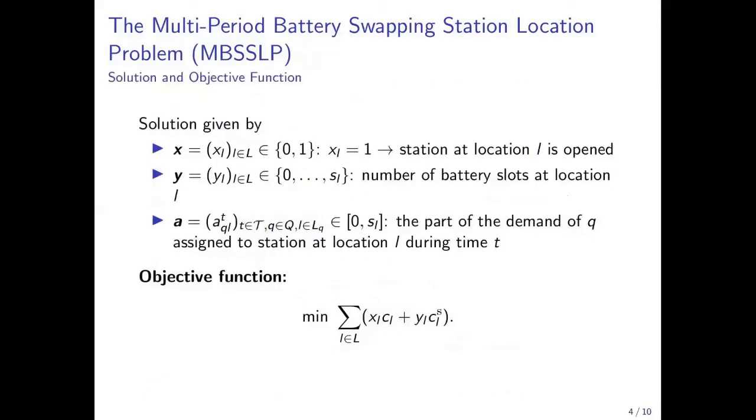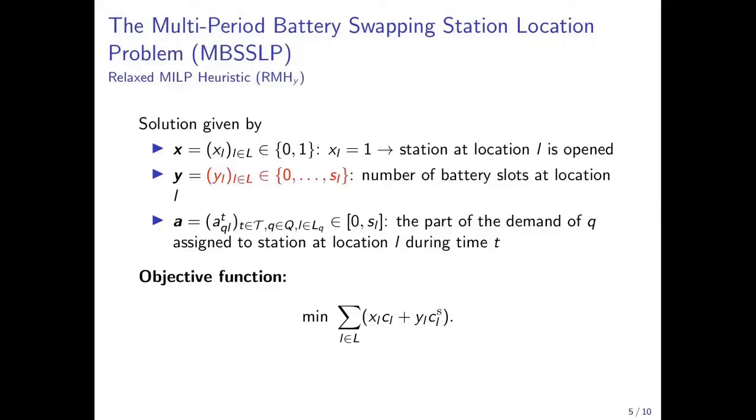A solution to our problem is given by three variables. The X variables indicate whether a station is built at the location or not. The Y variables tell us how many battery slots are required at each location. And the A variables give us the allocation of customers between the locations during the time intervals. And the objective function of our problem is to minimize the total building costs of the system. Now I want to present to you our first heuristic, which I've called the relaxed MILP heuristic.